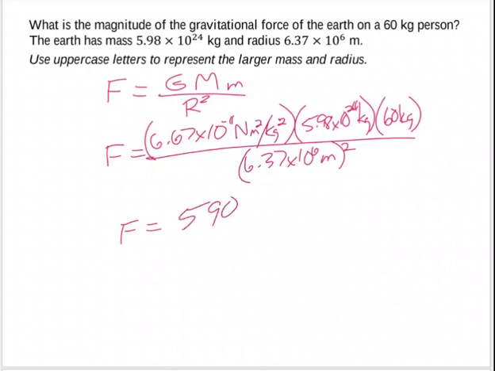Yeah, I got 589.7, so 590 newtons. And if we just did our normal calculation, mg, mass times gravity, 60 times 9.8, that's 588.